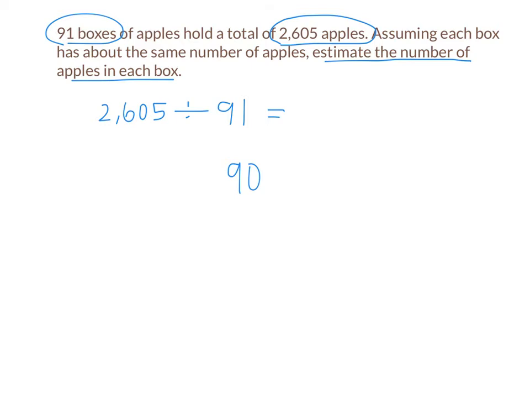If we're going to round our divisor from 91 to 90, what math fact should we be thinking about? 9s. Okay, let's think about 9s. Let's count by 9s. Ready? Go. 9, 18, 27, 36. Should we stop? No. Yes.